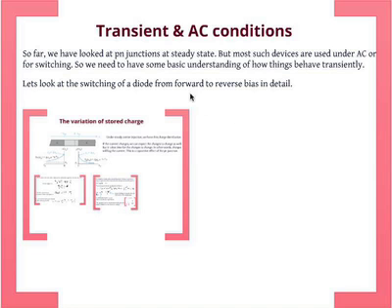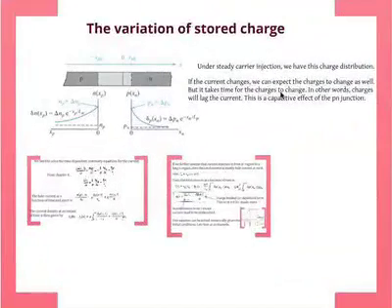So let's look at the switching of a diode from forward to reverse bias in detail. We're going to look at a very simple situation. You have a forward bias diode, and you instantaneously switch the voltage to reverse bias. Okay? Let's see what happens. The physics is relatively simple to understand.